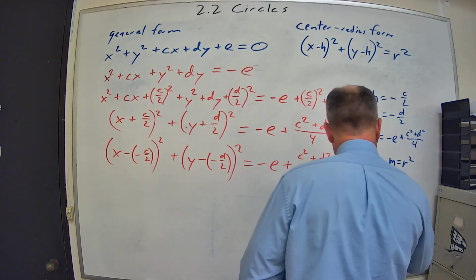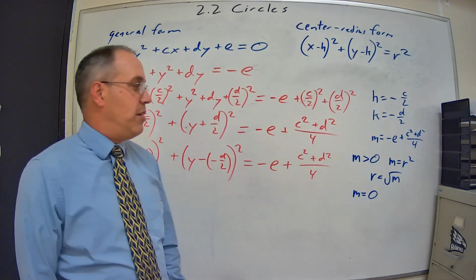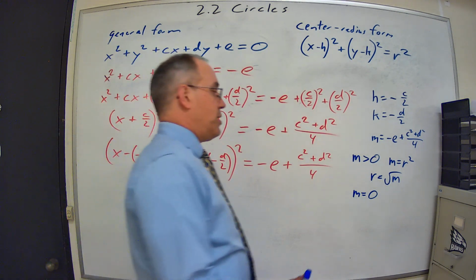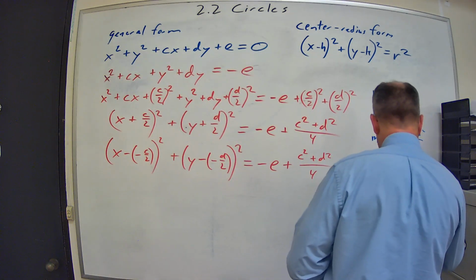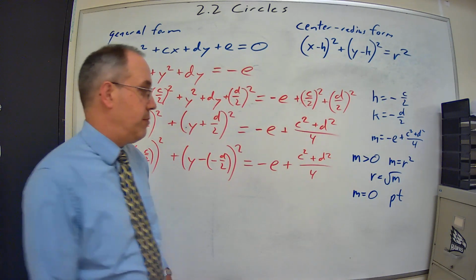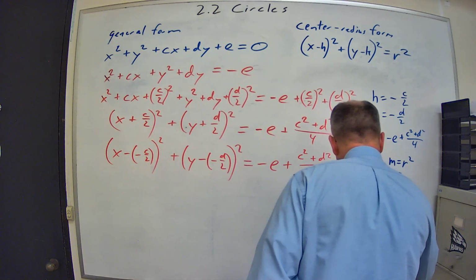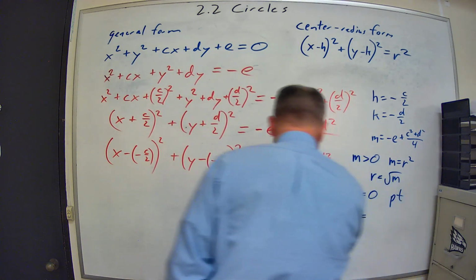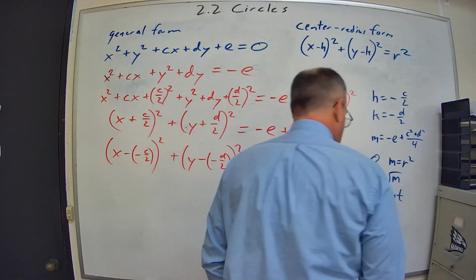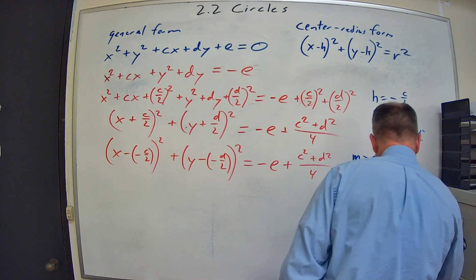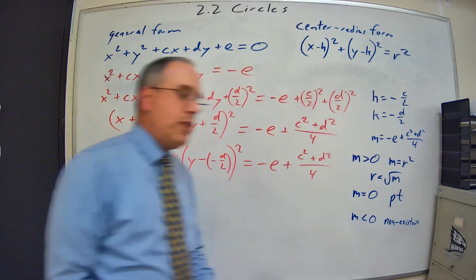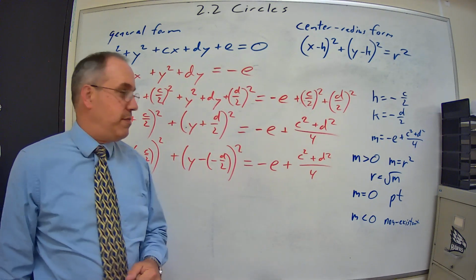If m is equal to 0, then we have no radius. We have a radius of 0, which means that the equation is just a point. And if m is less than 0, then it's non-existent. Meaning there is no point that fits that equation.